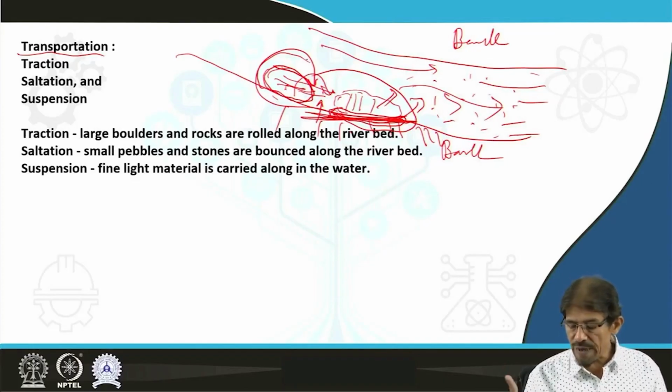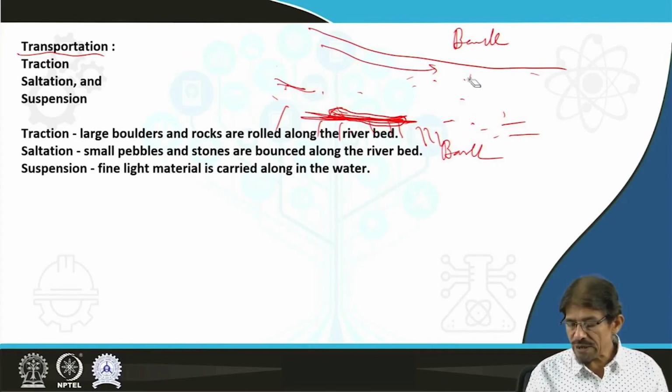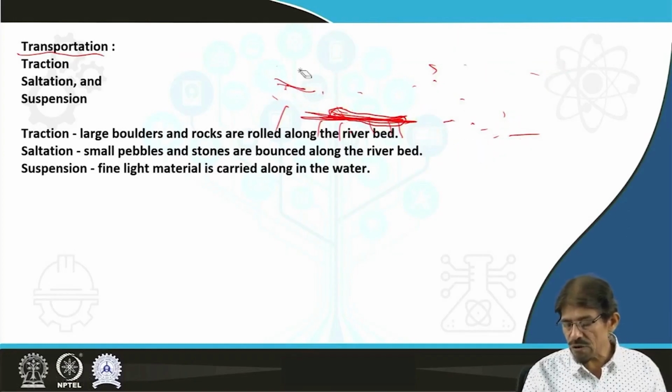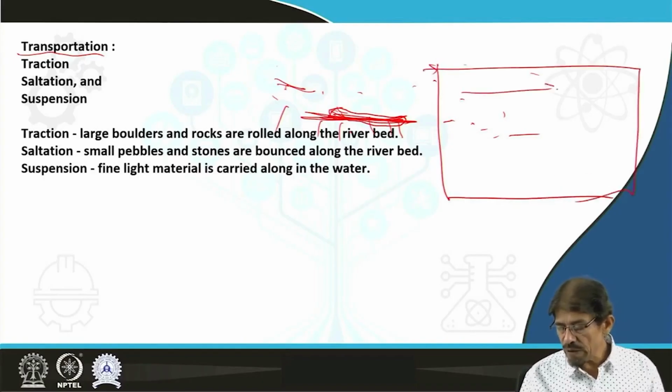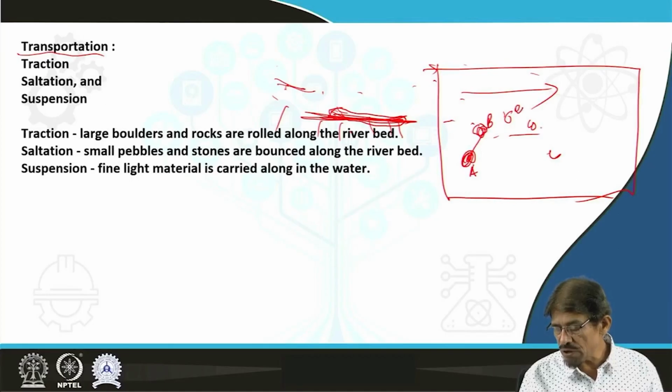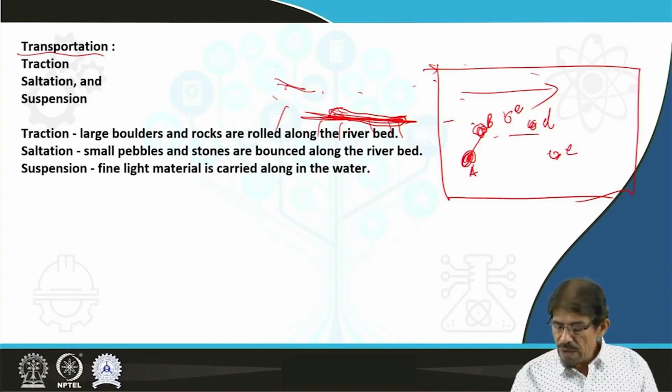In the case of saltation, here I try to show this is the water body, and the flow is in this direction. Then what happens? Some of the materials started moving through a change in state. This material is sometimes located at position A, sometimes at position B, sometimes at position C, sometimes at position D or E, depending on the energy condition of the flow.